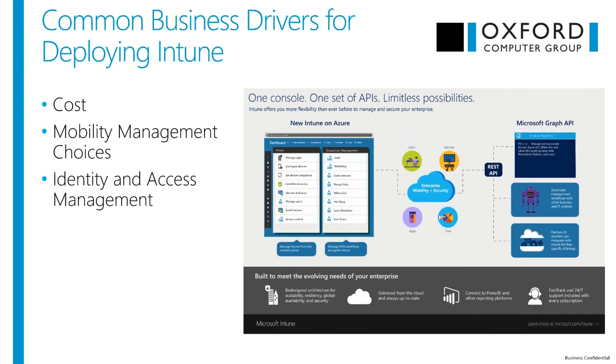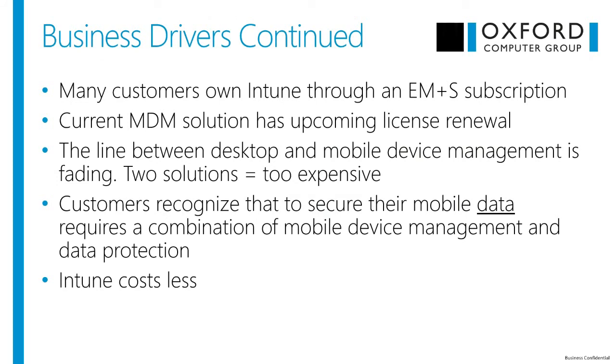Mobility management choices. We have a number of different ways to work with Intune, whether that's in concert with SCCM. We have a flexible REST API that allows us to access all the features of Intune through the Microsoft Graph API. Everything from running reports to making changes to policy can be done through that REST API. And of course, we tie it together with all of the identity and access management that we get with Azure and with Microsoft's Identity Manager, MIM, and or FIM if you're running on older versions. A lot of our customers own Intune through the enterprise mobility and security subscription from Microsoft, which contains a number of components.